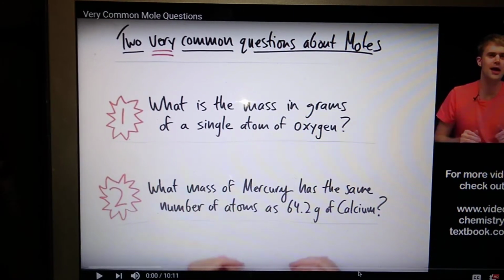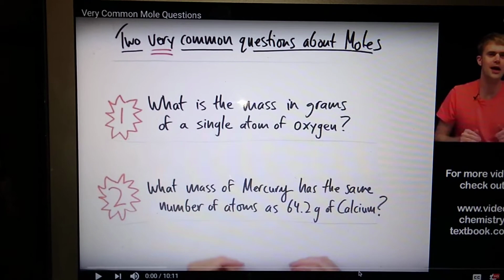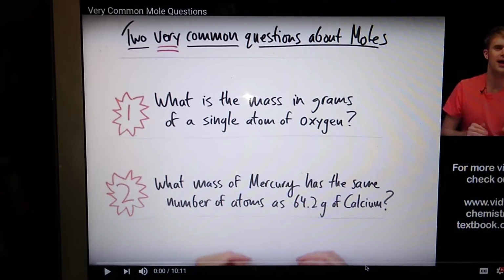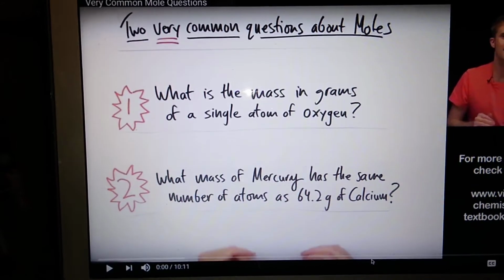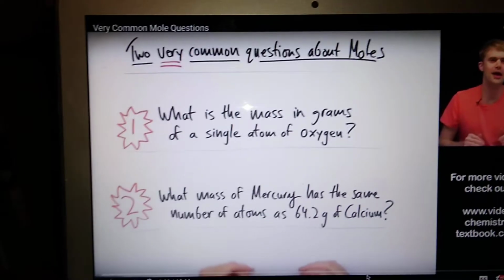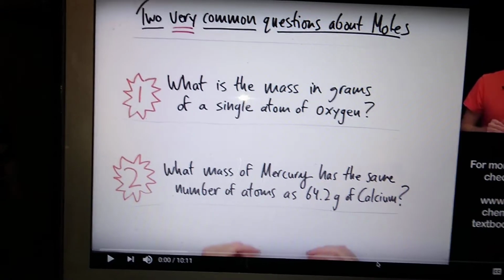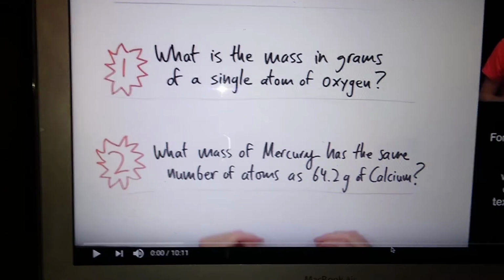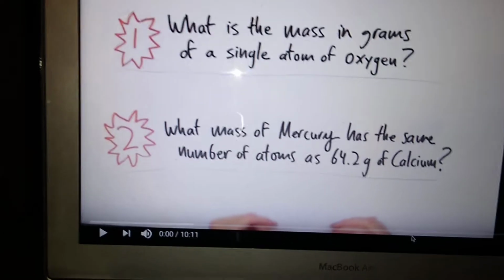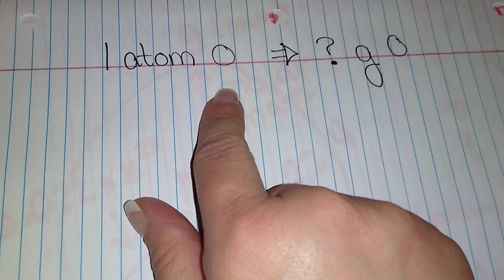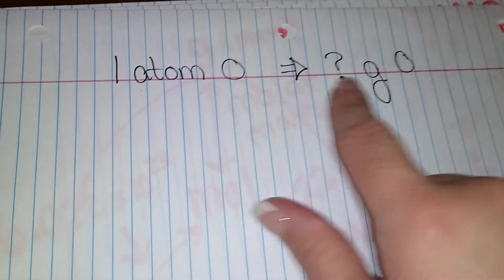So I'm going to go back and forth between these two problems and the example on the worksheet that you have, so bear with me. Let's start with the first problem. It says, what is the mass in grams of a single atom of oxygen? First you have to figure out what your problem is. You're given one atom of oxygen, and you want however many grams of oxygen.